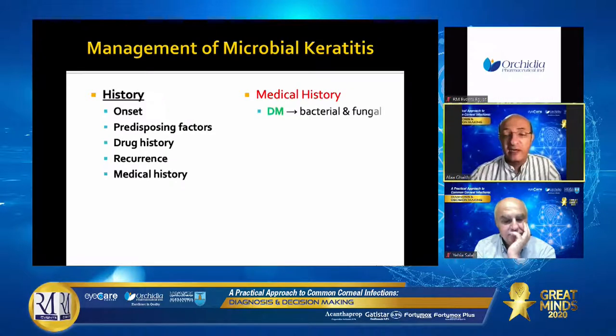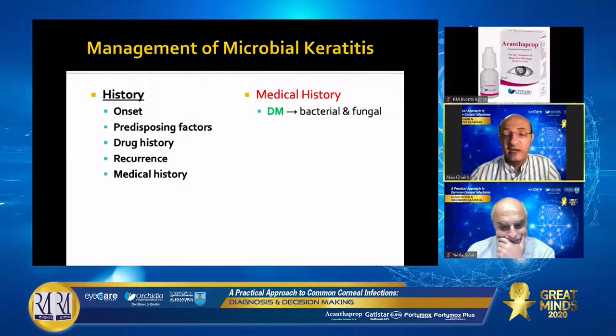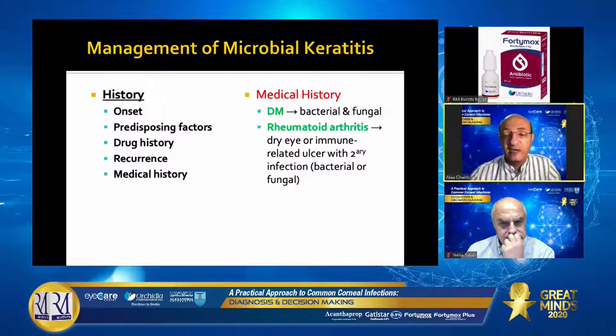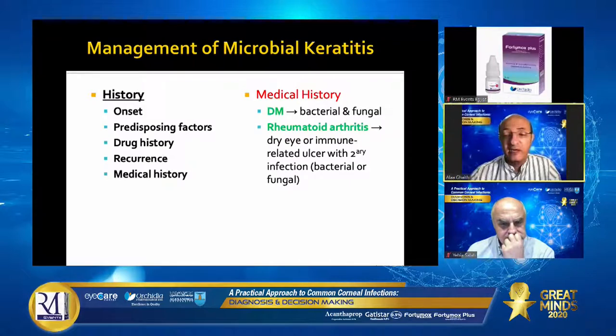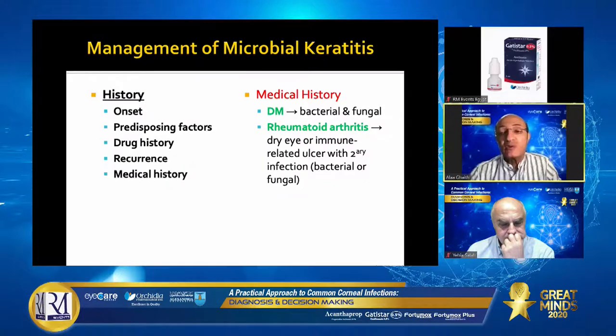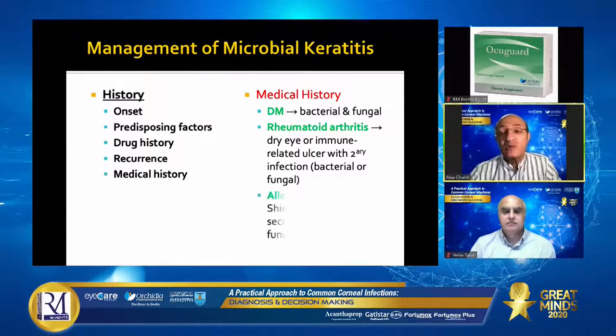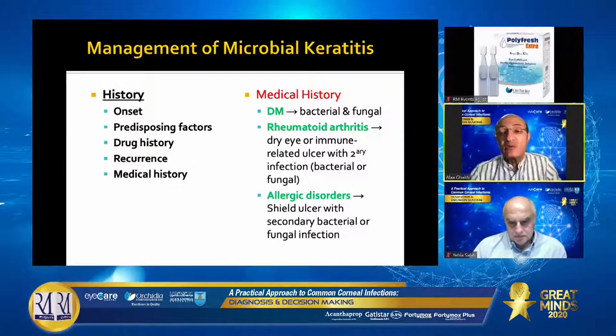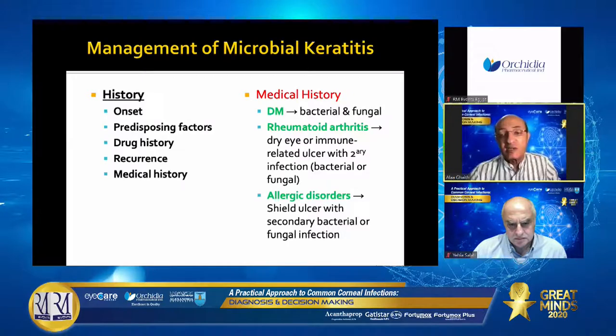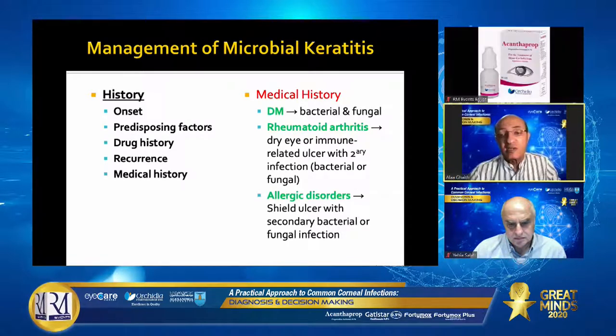Medical history. You have to ask the patient. Patients with diabetes mellitus are more prone to bacterial and fungal infections. Rheumatoid arthritis may lead to dry eye or immune-related ulcers, which may become secondarily infected by bacteria or fungi. Allergic disorders like vernal keratoconjunctivitis or seasonal allergy may lead to ulcers, and these may become secondarily infected.